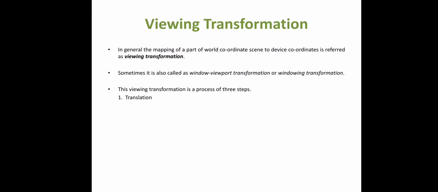And this viewing transformation is a process of 3 steps. Which are the 3 different steps we apply? The translation, then scaling, and the third step is again translation. These 3 things we are going to apply on a particular object. How? We are going to see this by an example.